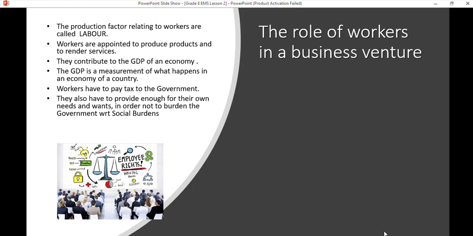So another part of the role of workers is they have to pay the government tax. So the government needs to have tax as a form of income, as we did in the previous term, and they need to assist businesses or help workers, all the individuals with certain services and products as well, but we did that last term. So another part of a worker's role is they need to be able to provide for themselves, okay, and for their families.